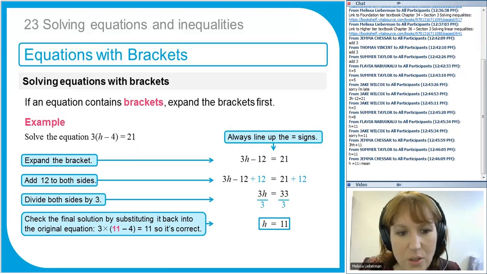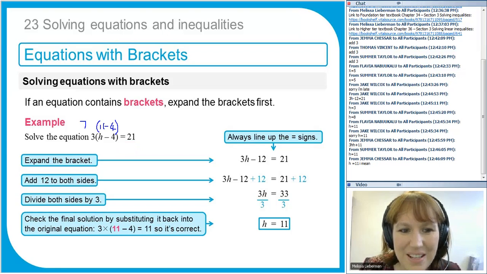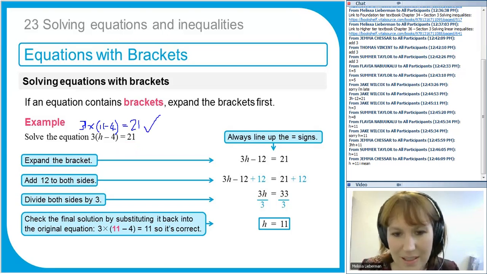So if h was 11, then I would have 11 minus 4, which is 7. And remember, the 3 in front of the bracket just means 3 times 7. So 3 times 7 equals 21. So that works, that's correct. The number in front of the bracket multiplies what's inside the bracket.